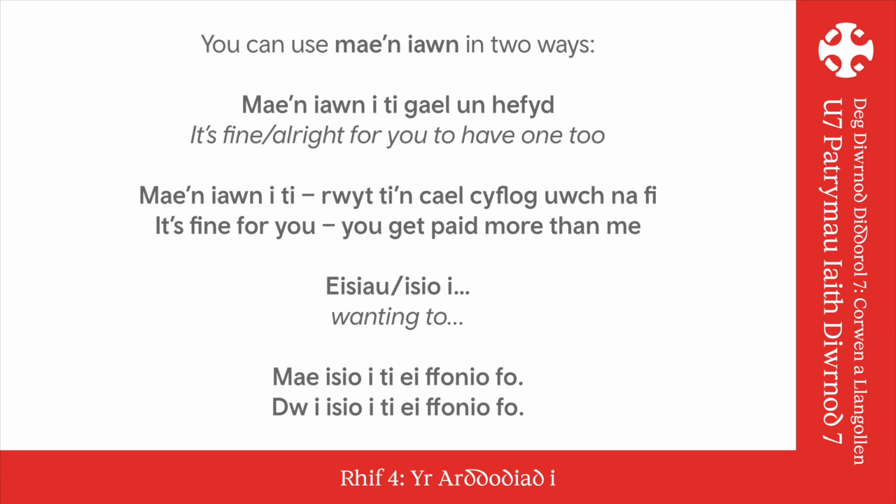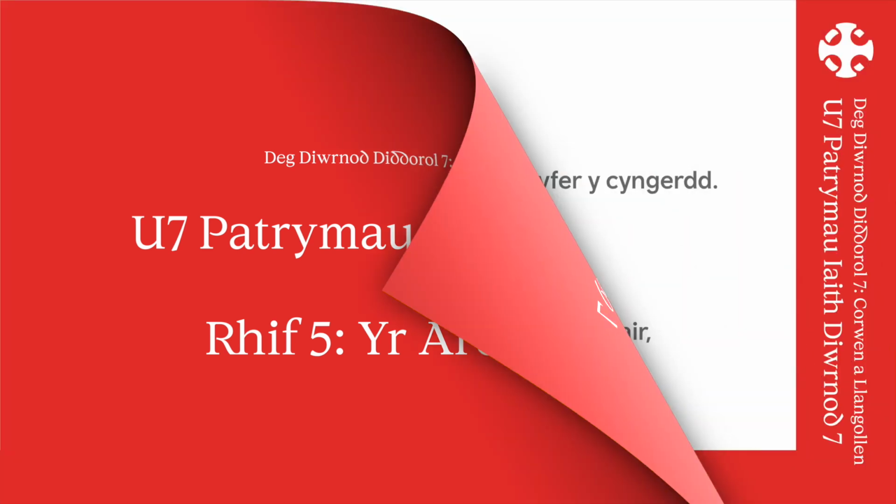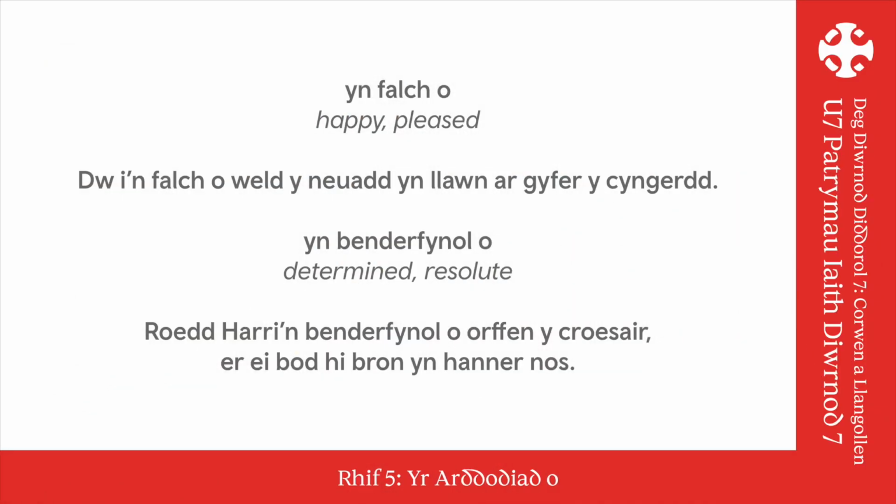Eisiau, isio i, wanting to. Mae isio i ti ei ffonio fo. Dwi isio i ti ei ffonio fo. O, from or of. Here are some examples to learn about the use of o. Yn falch o. Happy, pleased.